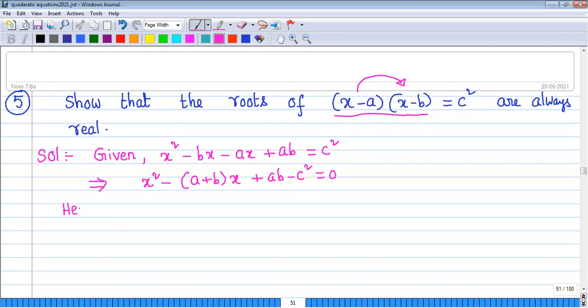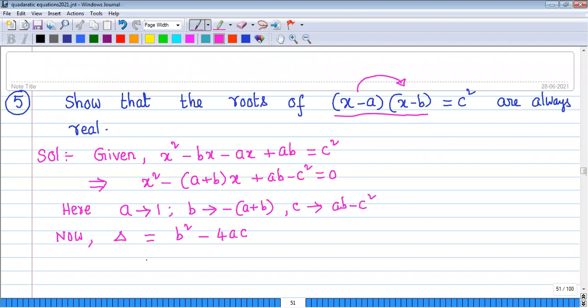Here, I am not writing all these steps, directly I am writing A for x square coefficient is 1. In the place of B, we have negative (a plus b). So in the place of C, we have ab minus c square. Now we need to evaluate delta. Delta is B square minus 4AC. We know this is a formula. B square means minus of (a plus b) whole square minus 4 times 1 times (ab minus c square).